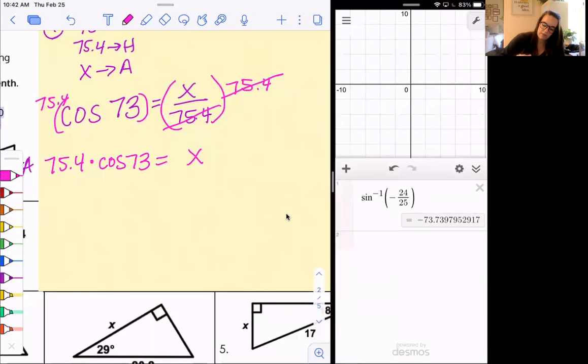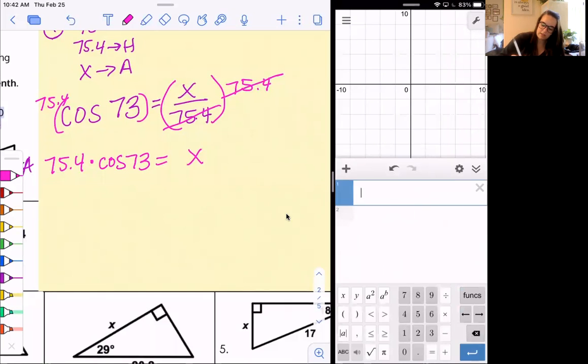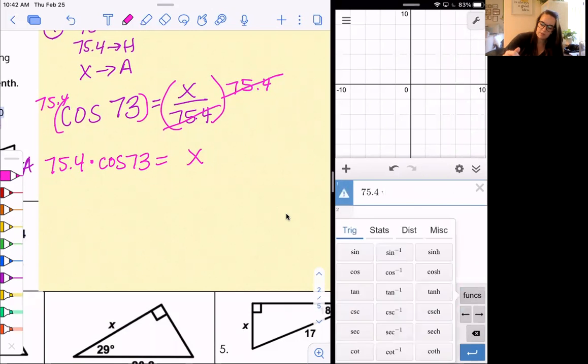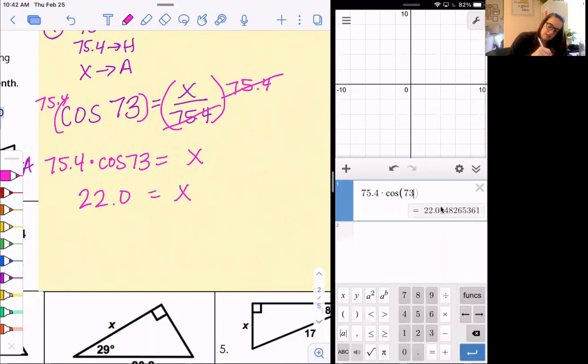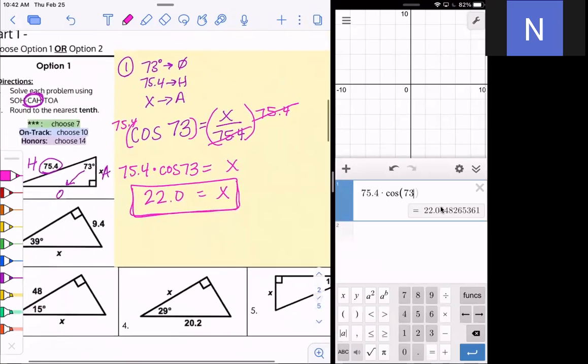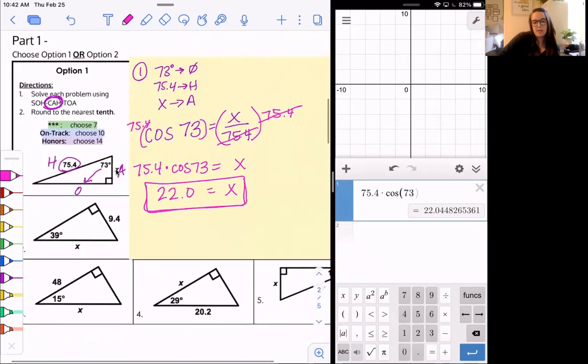So 75.4 times cosine 73, like that, and I get 22.04. The 4 isn't going to round up, so it'd be just 22.0. That's my answer. Okay, I got it, Miss. Thank you. You're welcome. And notice that the X is right here.